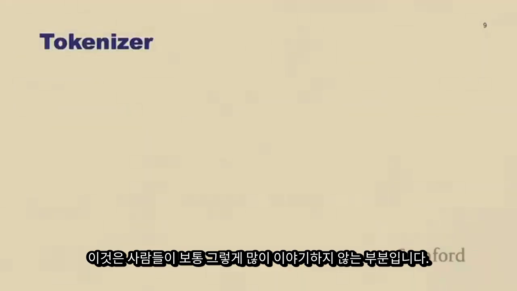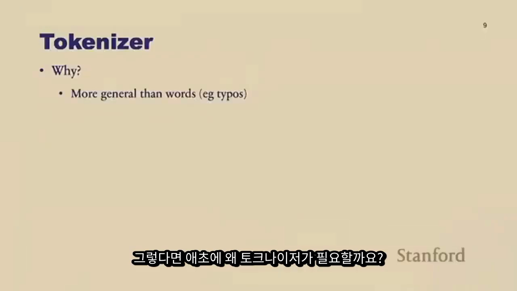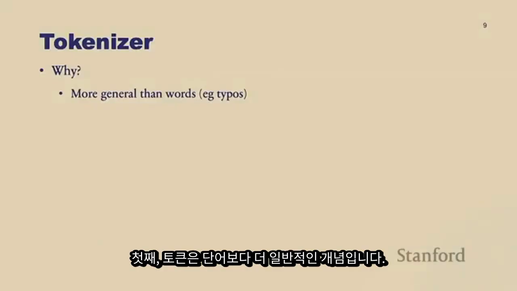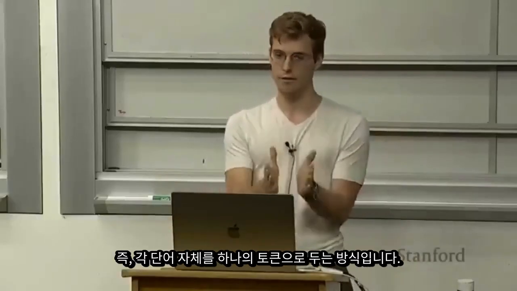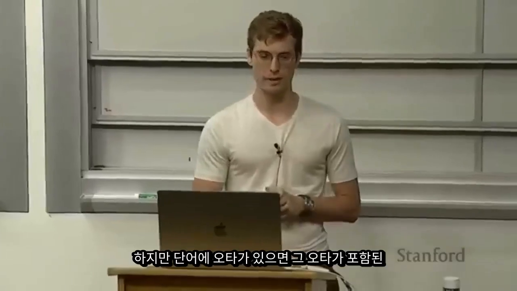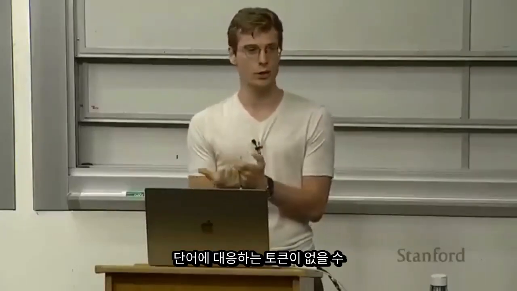Tokenizer. This is one thing that people usually don't talk that much about. Tokenizers are extremely important, so it's really important that you understand at least what they do at a high level. So why do we need tokenizers in the first place? First, it's more general than words. One simple thing that you might think is that we're just going to take every word, and every word is a token in its own right. But then if there's a typo in your word, you might not have any token associated with this word with a typo, and then you don't know how to pass it into a large language model. So what do you do next?